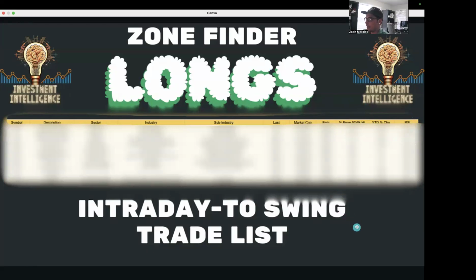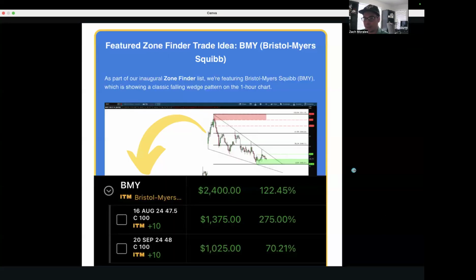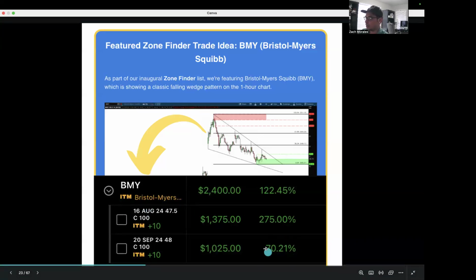The zone finder is your intraday to swing trade list, right? So this is an indicator based off the 1 hour time frame. It draws supply and demand zones for you and scans for stocks trading in those demand zones. The very first one I actually put out in the Investment Intelligence newsletter whenever I debuted this, and that trade also did very well, in one day going up over 275% on the shorter dated call options, and well above 70% on the longer dated call options here.